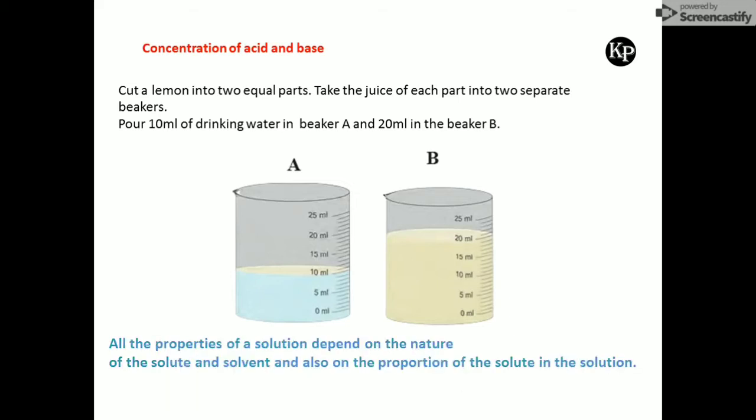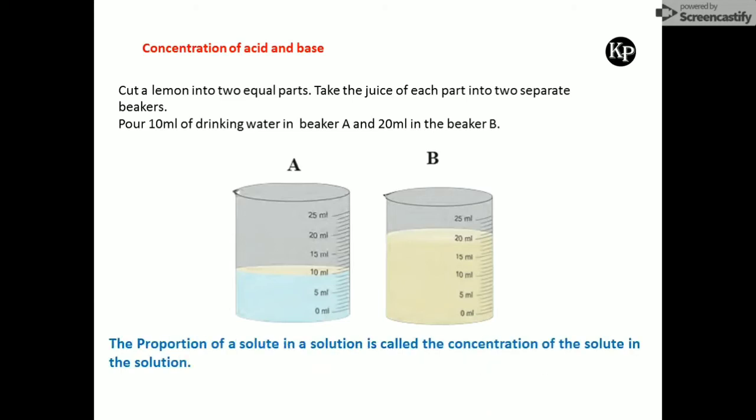Understand? All the properties of a solution depend upon the nature of solute and solvent, and also the proportion of solute and solvent. In beaker A, only 10 ml solvent is added, but in beaker B, the solute is the same quantity, but the solvent is increased by 10 ml. So the proportion is different. That's why the taste is different. That's why the solution is different.